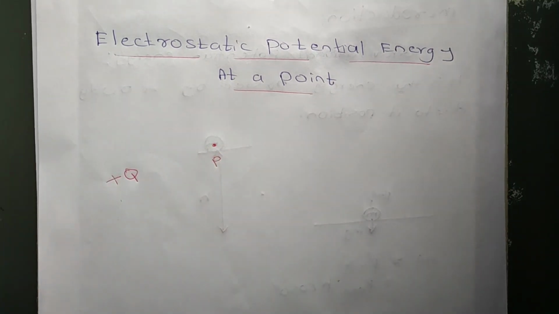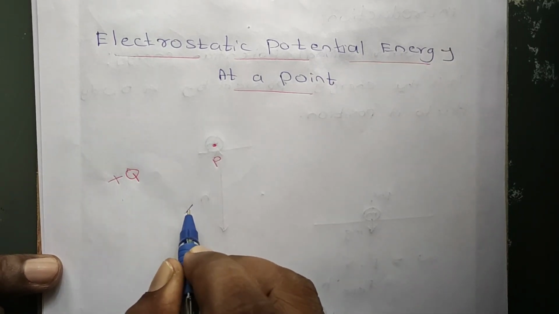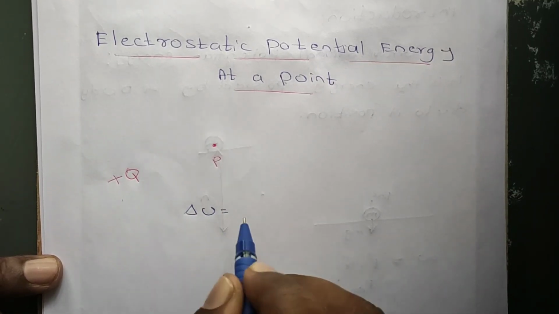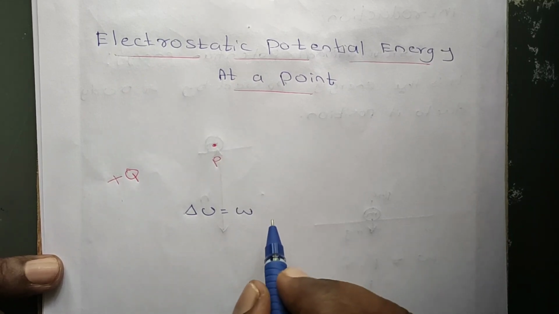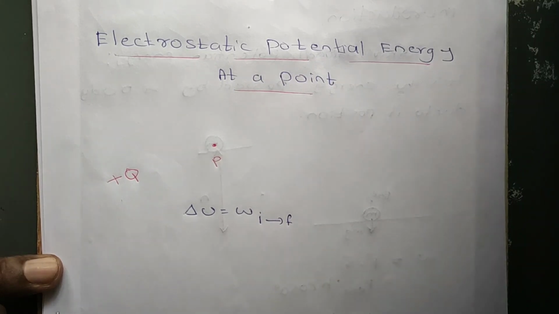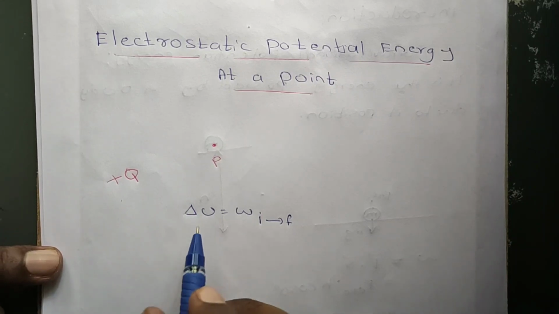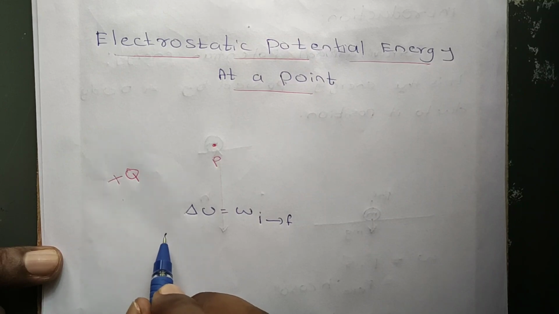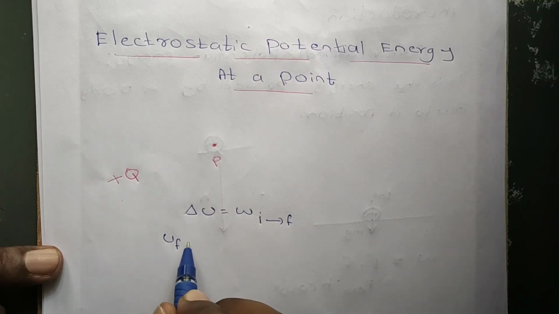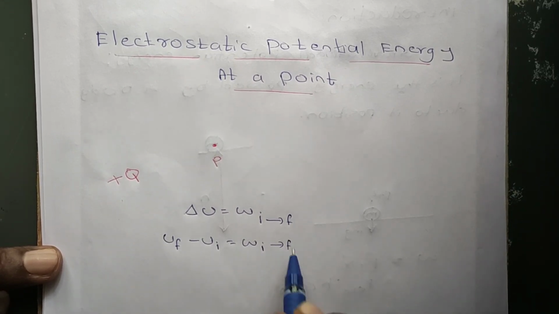Okay, so we already know the electrostatic potential energy difference between 2 points, delta U, is equal to the work done to move a charge from the initial point to the final point. So what is delta U? Potential energy of the final position, that is UF minus UI, is equal to the work done to move a charge from one point to another point.